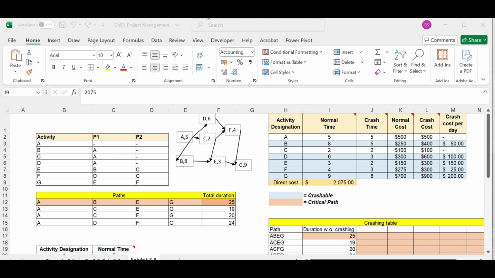We can always add more resources. We can make the resources work overtime. We can have resources work part time. We can include more resources for part time. We can find ways to expedite activities. One way to expedite activity is through crashing.